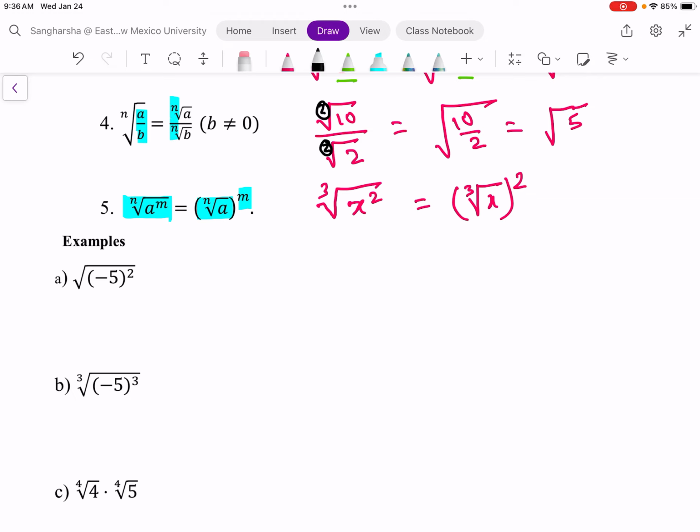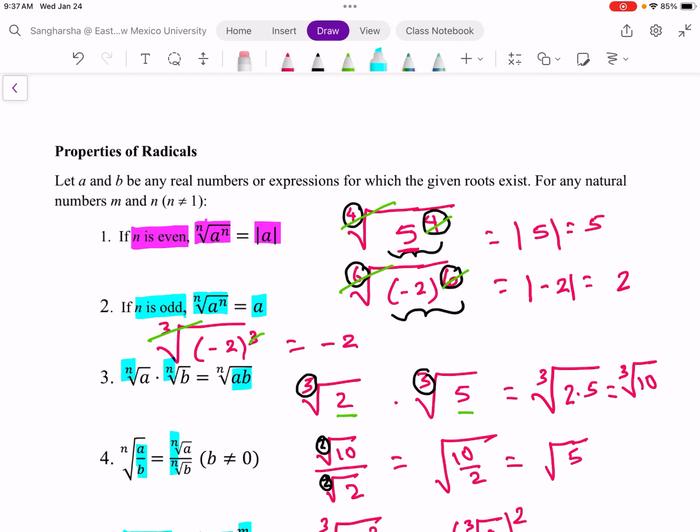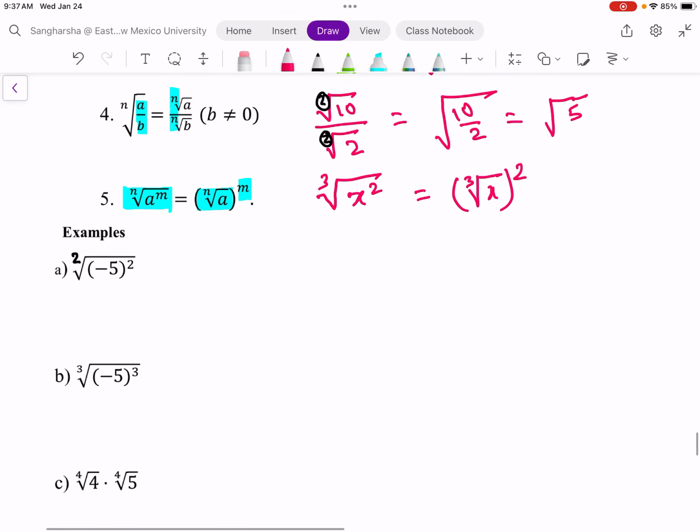We have the square root of negative 5 squared. This is an even index, right? The index for this one is 2, so we have an even index. Using our very first property, if n is even, then the nth root of a to the power n is the absolute value of a. So this equals the absolute value of negative 5, and we can cancel here since the index and the exponent are the same, and the absolute value of negative 5 is positive 5.